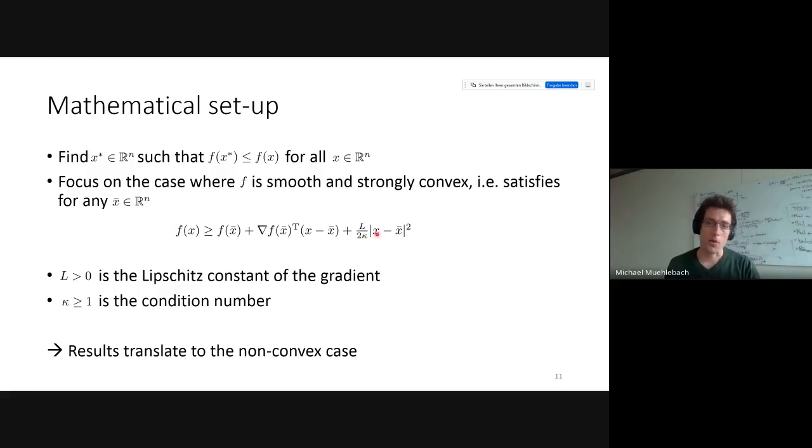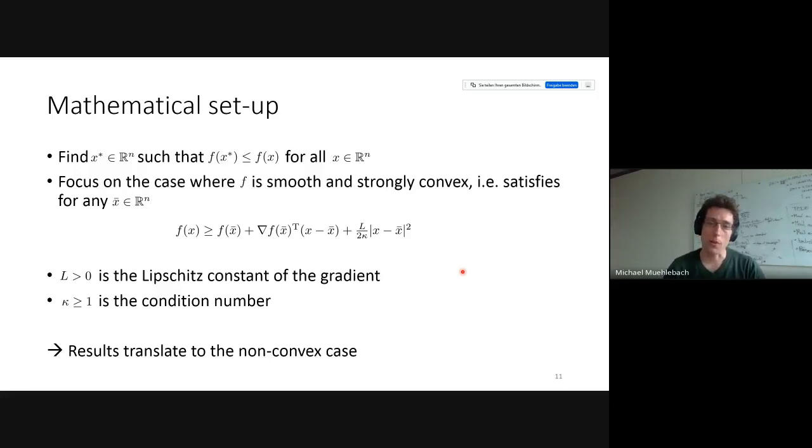Right. And so there's two constants in this bound. There's L, which is the Lipschitz constant of the gradient, and there's kappa. And kappa is called the condition number. And what's the intuition behind kappa? So that will be very important for the following.